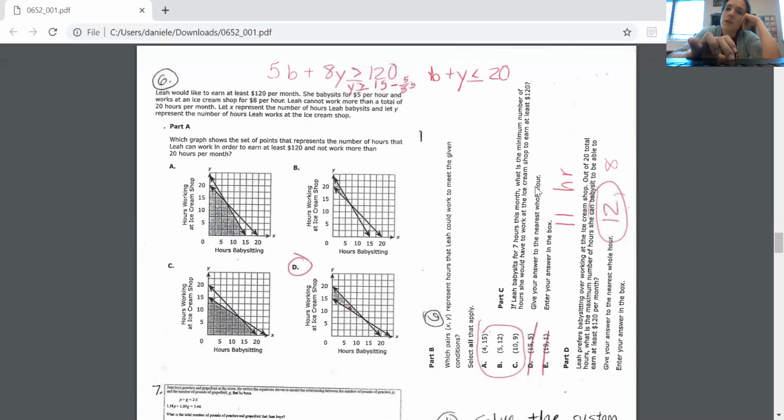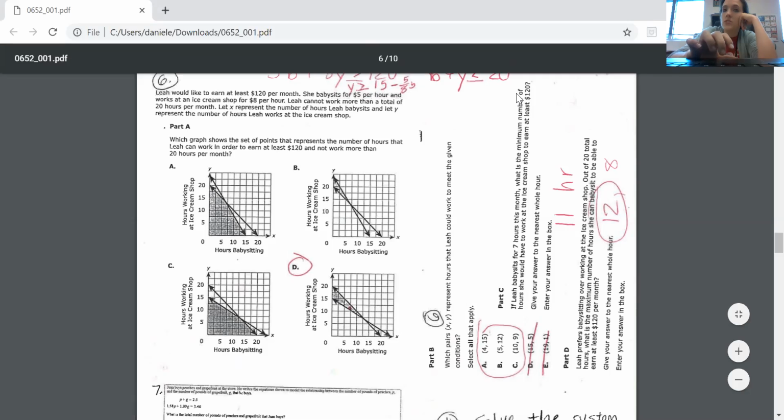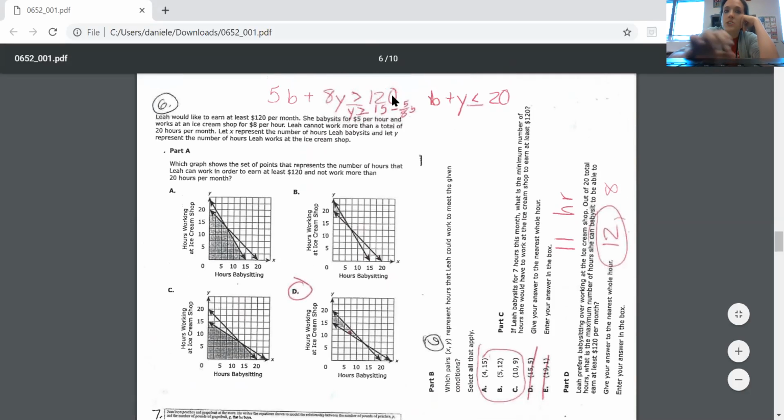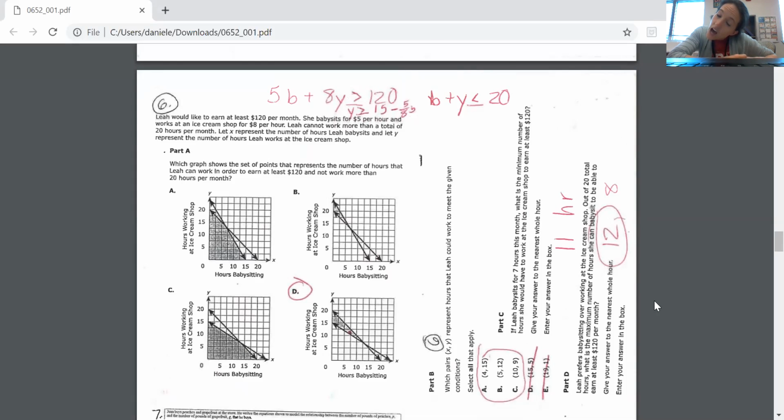Part C, if Leah babysits for 7 hours, how many hours will she have to work at the ice cream shop to still get at least 120? Guys, just go back to your equation up here. She babysits for 7 hours, plug in a 7, you'll get 35, subtract it from 120, and figure out, okay, how many of these hours would she have to work to still make her money? It'd be 11 hours.